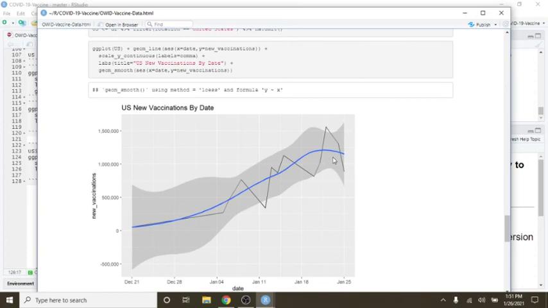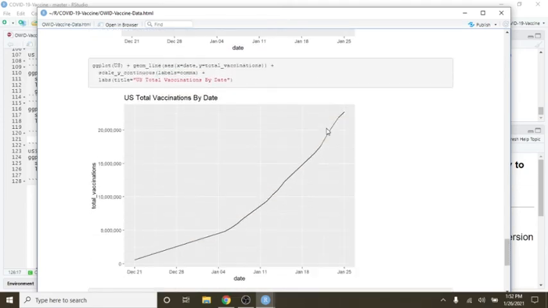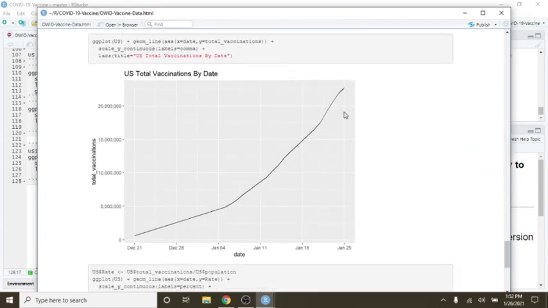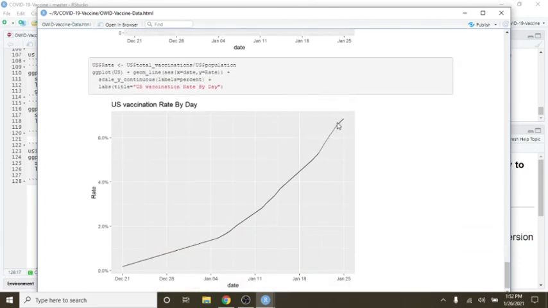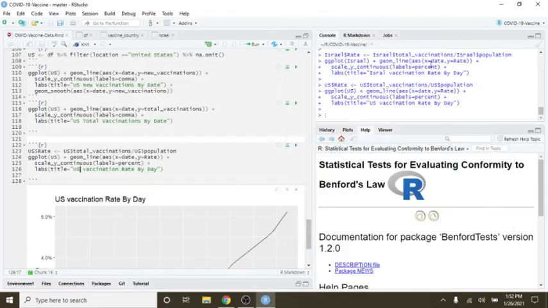U.S. vaccinations by date: interesting enough, it starts to decline here a little bit. You can see it spiked at 1.5 million back here. And unfortunately, the U.S. so far has total cumulative vaccinations of about 25 million, but only about 6%, 7% of the population. So that's kind of interesting, I would think.